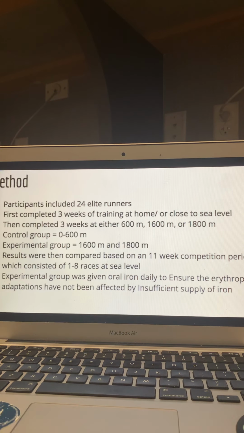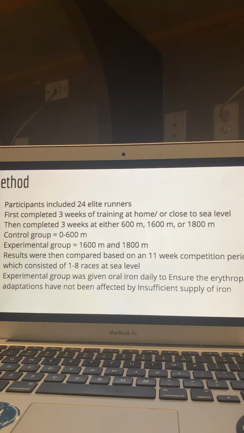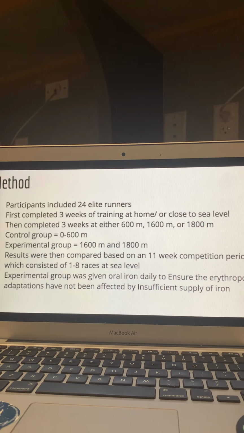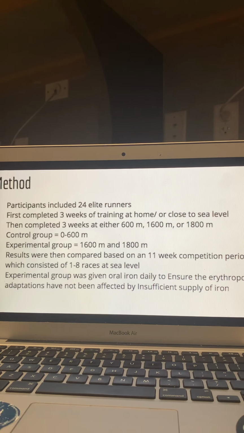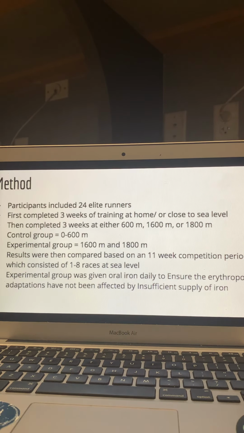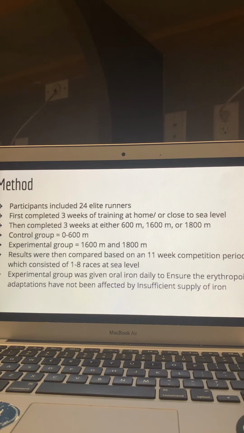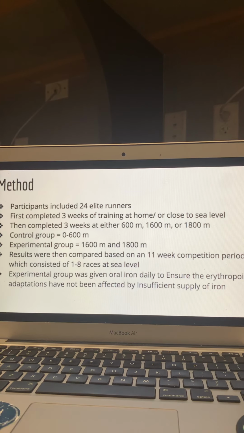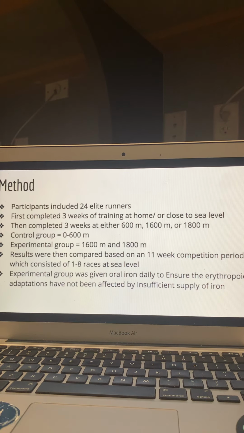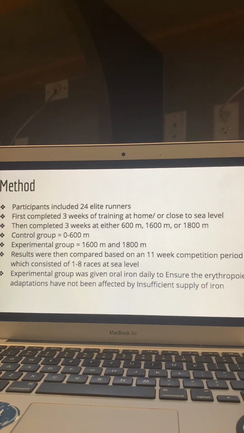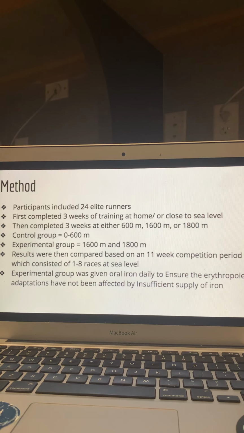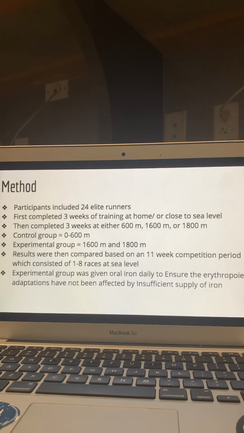So the methods used in this study included 24 elite runners as participants, and they first completed 3 weeks of training at home or close to sea level. Then they were divided into groups, and completed either 3 weeks at 600 meters, 1,600 meters, or 1,800 meters. Of course, the control group was the 0 to 600 meters, which was considered sea level, and the experimental groups were 1,600 meters and 1,800 meters above sea level.